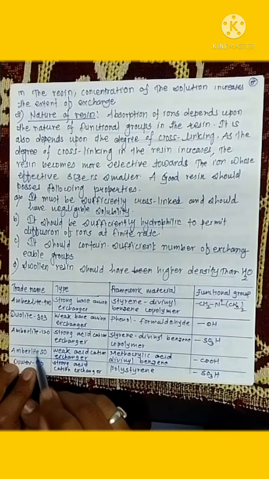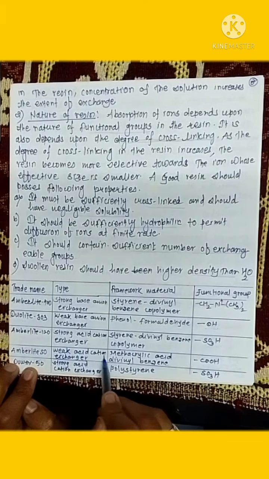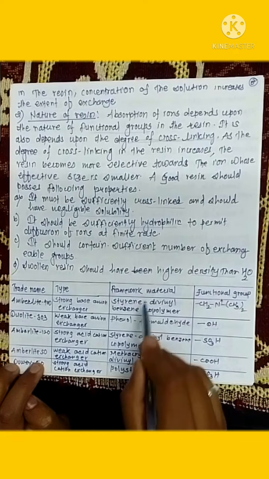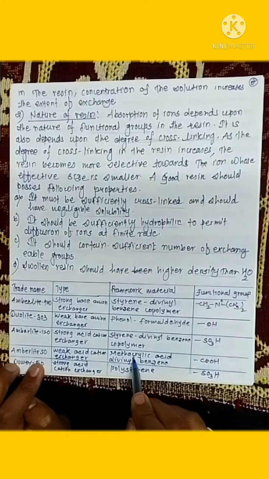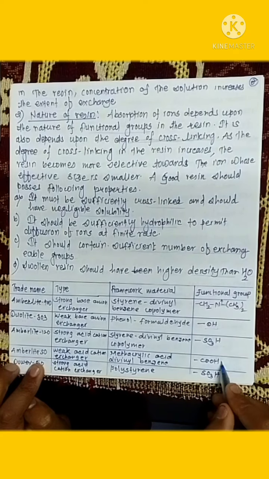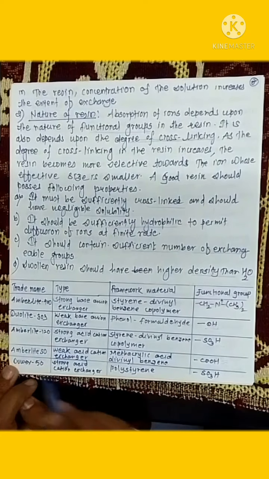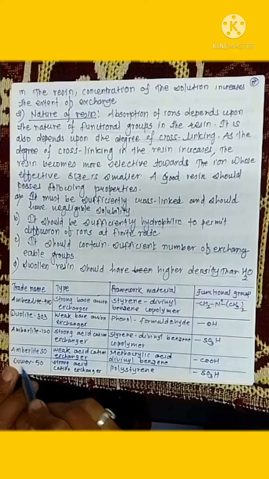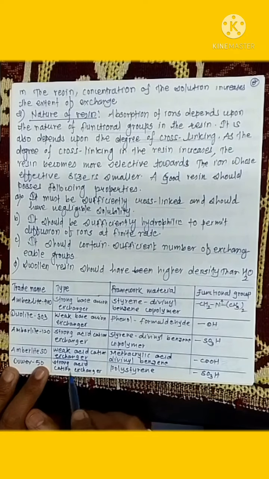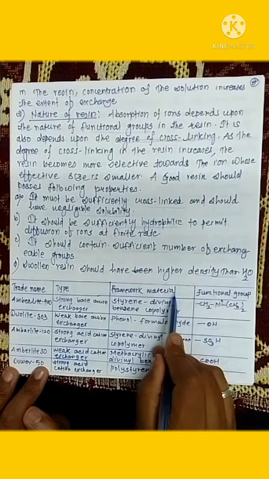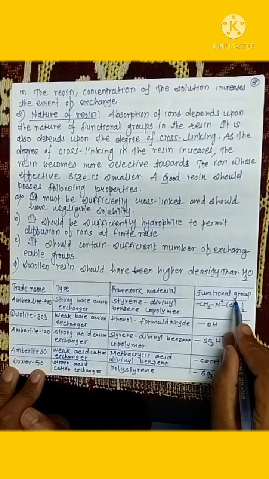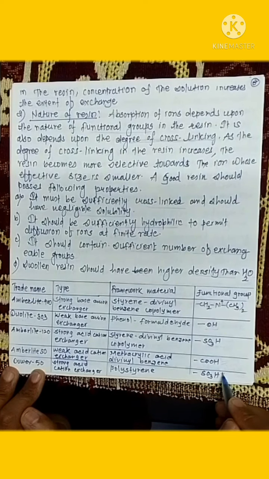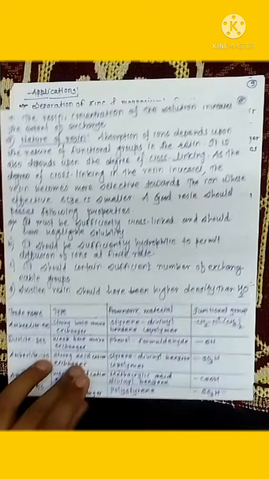Next resin is Amberlite 50. It is a weak acid cation exchanger resin. Framework material used in Amberlite 50 is methacrylic acid divinyl benzene, and the functional group present is carboxylic COOH. Next resin is Dowex 50. It is a strong acid cation exchanger resin. Framework material used in this resin is polystyrene, and it contains functional group sulfonic acid SO3H.